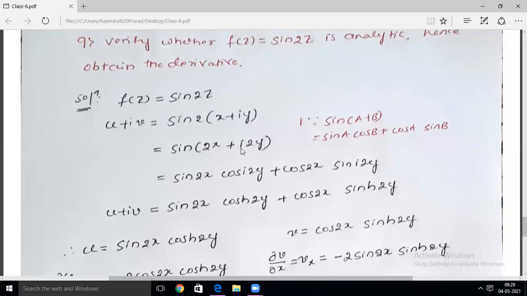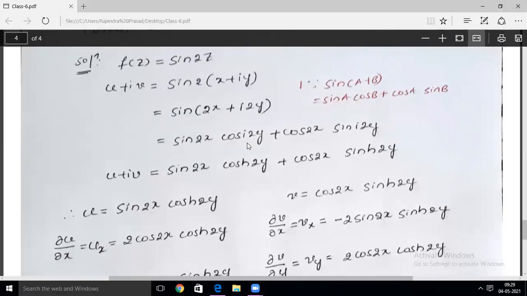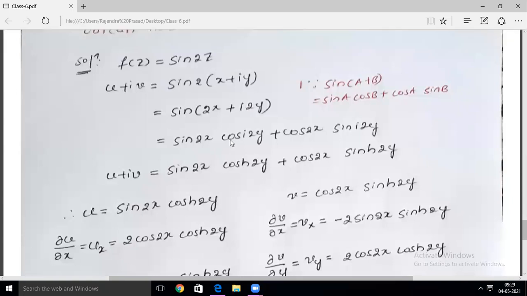So we get sin a cos b, plus cos a sin b. Next, we have sin i into 2y, and cos i theta form appears again. In place of theta we have 2y. Cos i theta can be written as cos hyperbolic theta, so in place of theta we have 2y. That's why this becomes cos hyperbolic 2y. Sin 2x, keep as it is.